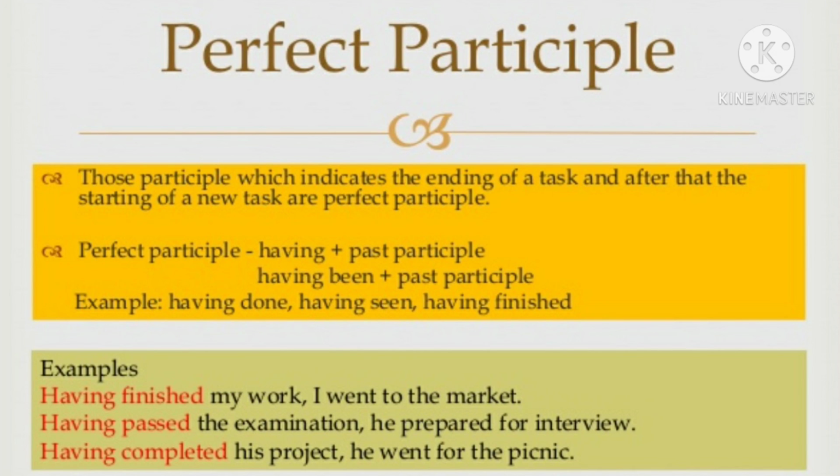Now move on to perfect participle. Perfect participle, immediately we have to get the structure: having plus past participle, having been plus past participle. Means here the participle indicates the ending of a task and after that the starting of a new task. Got my point? Means having done, having seen, having finished. Having finished my work, I went to the market. Having passed the examination, he prepared for the interview. Having completed his project, he went for the picnic. Understood? So here perfect participle is formed with having plus past participle, or having been plus past participle. Got my point?